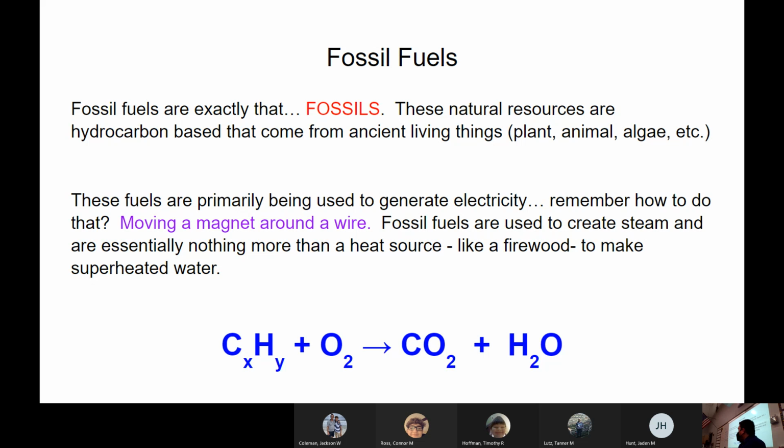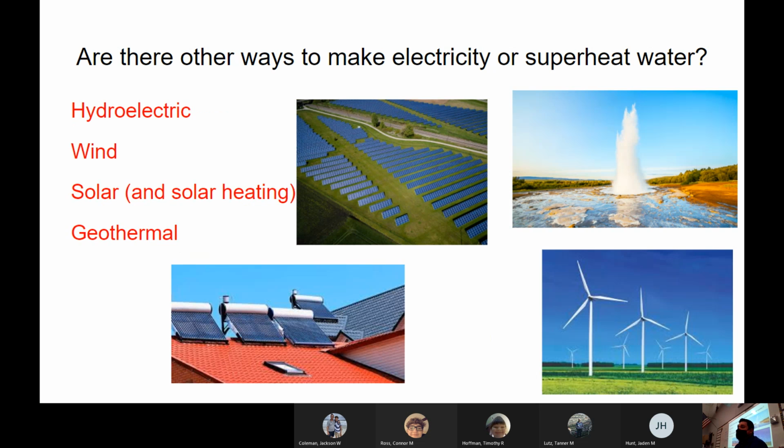Okay? And yes, we're playing a very dangerous game of how much can we do? How much carbon dioxide can we put in the air before something bad happens? You know, we're playing this very dangerous experiment. And a lot of people use the data of like, well, we're not dead yet, let's keep doing it. That's a dangerous experiment to play, right? And to be honest with you, some things are dying because of it. Maybe not us, but. So are there other ways to make electricity or to superheat water?